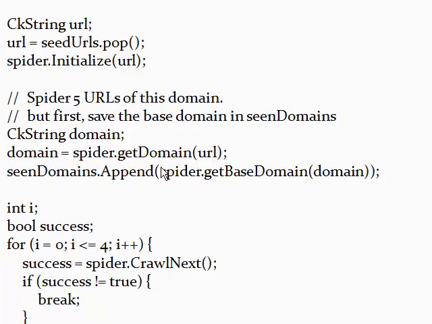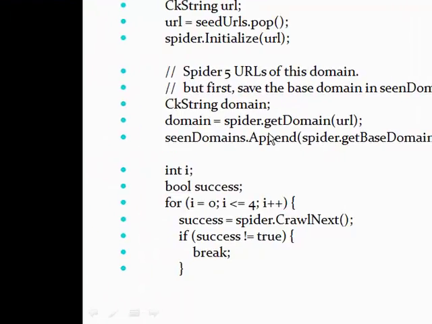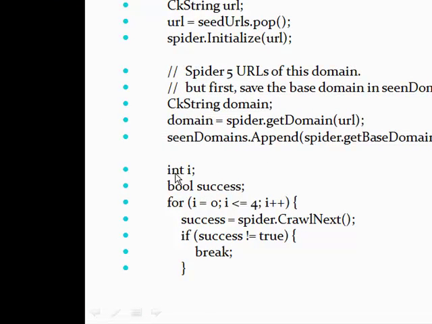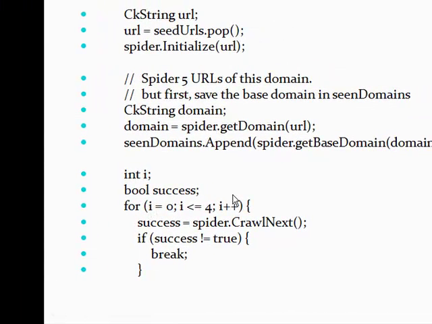Now you can see again we use the append function. Finally we are using an integer value called i, and a boolean value called success. Again we use the for loop. Initially i is equal to 0, its check condition is i less than or equal to 4. Okay, increment i by 1. The success is equal to spider.CrawlNext.